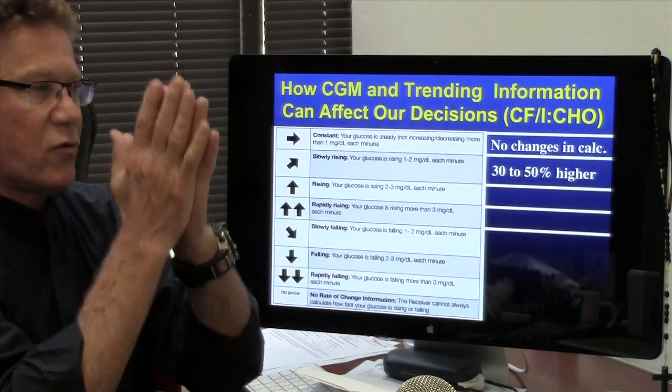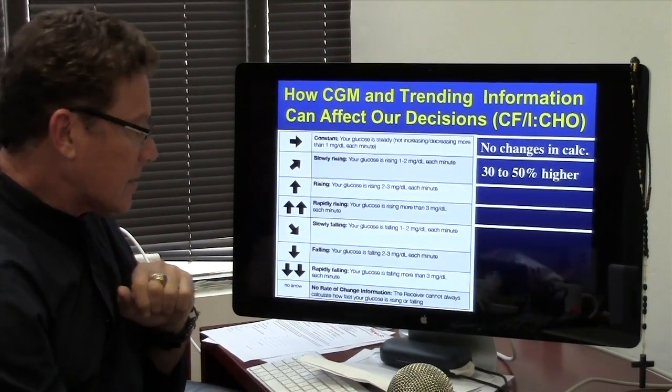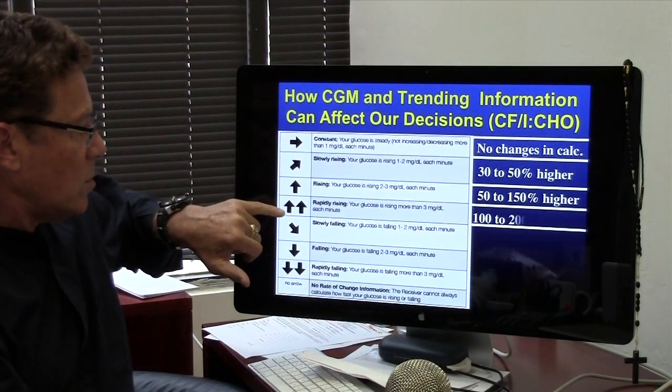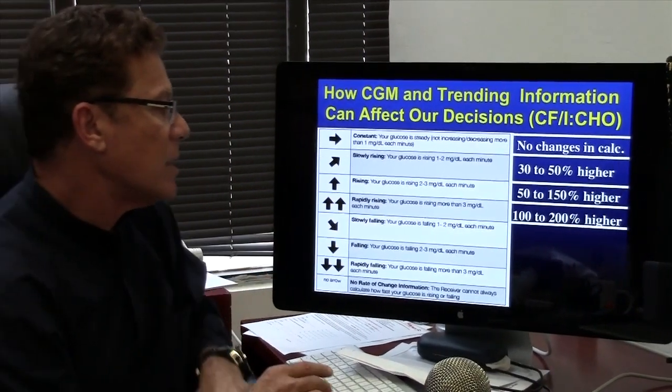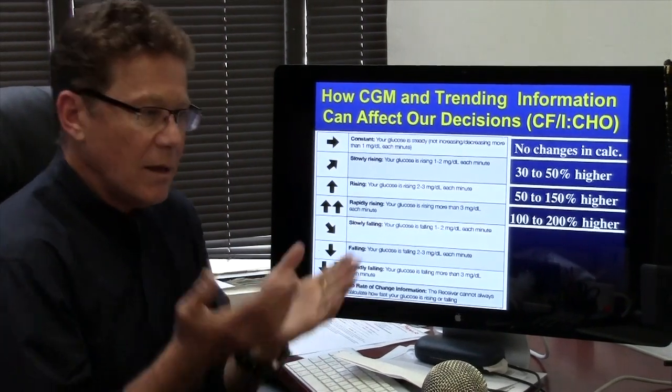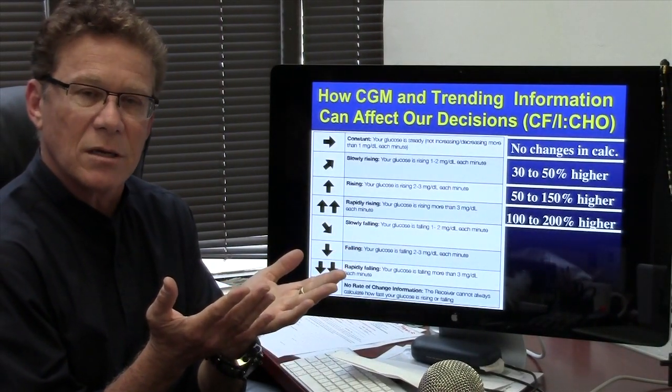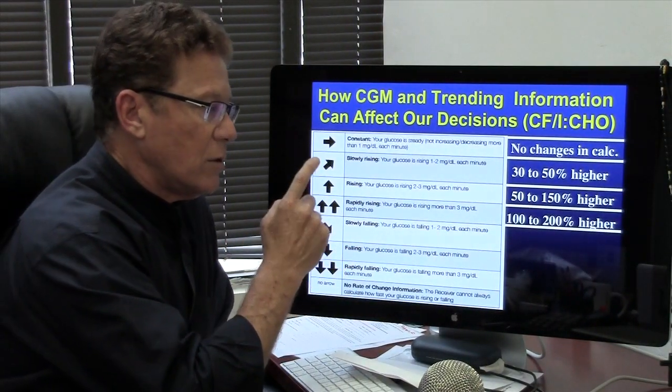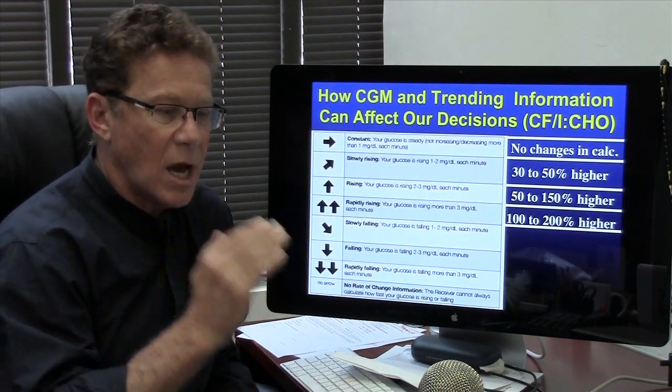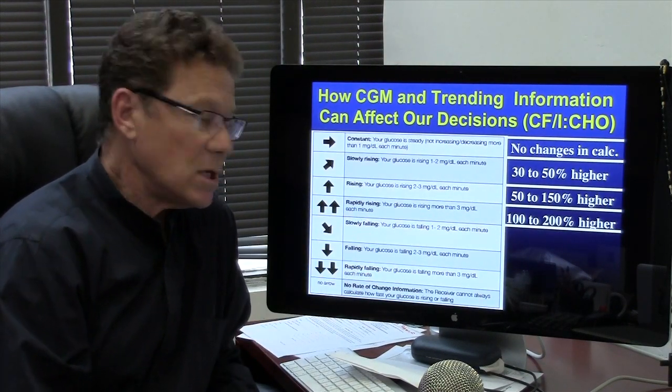And I've seen people have trend arrows going up quite dramatically. You can see 1 arrow up, 2 arrow up, means you're changing more than 3 milligrams per deciliter per minute, and they just stick to their original calculation. If you ignore the direction of your blood sugars, you're not taking advantage of the benefits of CGM.